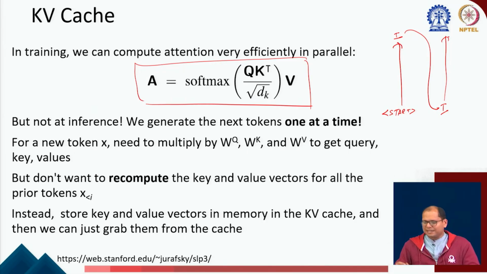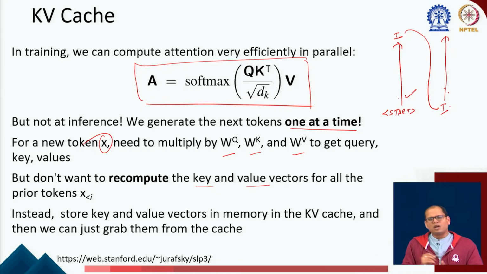Now because you are doing that, every time you have to compute key, value and query for everything, right? All the things that you have seen, and you may have to do repetitions in that computation. So we generate one token at a time. For any new token that you're generating, you need to multiply by all the matrices, query, key, and value matrices. But you have to recompute the key and value matrices every time by default, right? So you have done it for start. Now when you are doing it for I, again you have to recompute for start as well as I. I want to avoid that. So how do I avoid that?